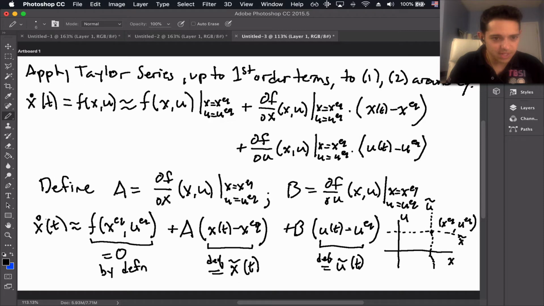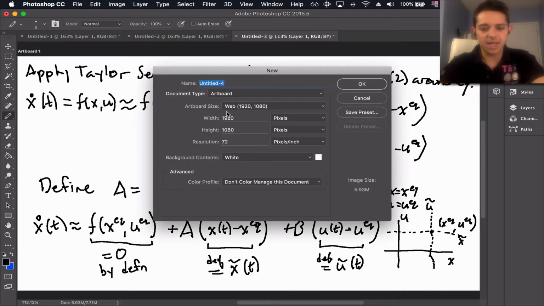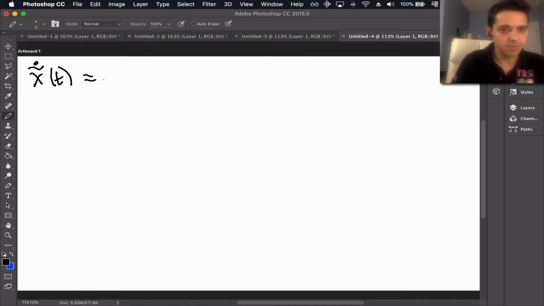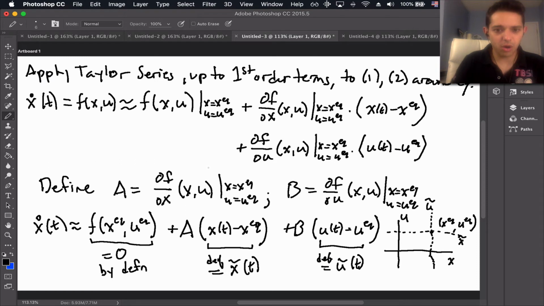Now, the utility of doing that is so we can arrive at this next slide, where I can now have a nice clean expression for the Taylor series approximation, which looks like x tilde dot equals A x tilde plus B u tilde. Okay, so all I did was I got rid of the zeroth order term. I then rewrote x minus xeq as x tilde and u minus ueq as u tilde.